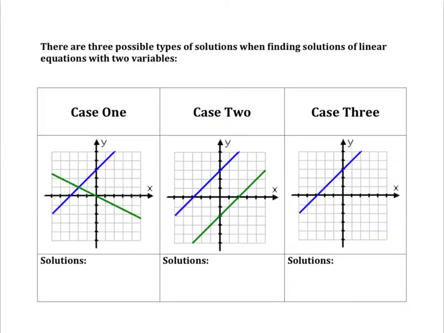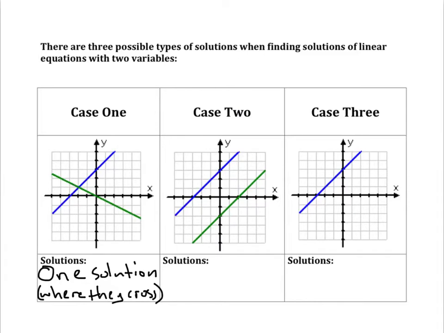There are three possible types of solutions when finding solutions of linear equations with two variables. So for case 1, we have two lines that cross each other, so the number of solutions will be one solution, and that is found where they cross. So wherever they cross, that's where your solution is.